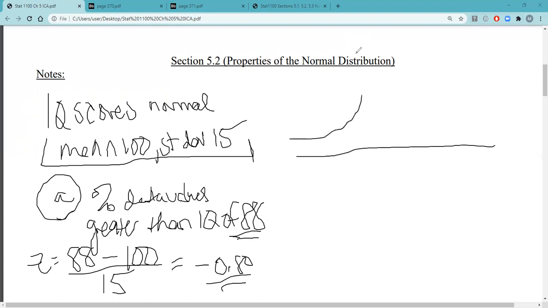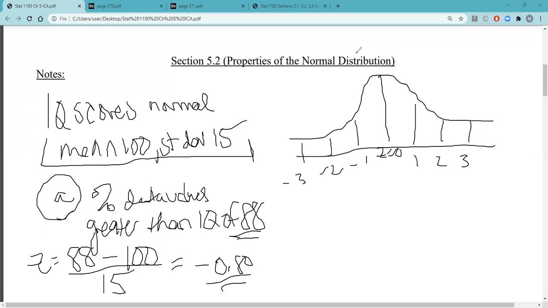So let's go ahead and sketch this. We know right in the middle is our mean. It's also where z is equal to 0. And we want to see where this z-score would lie. So since it's negative, we know it's going to be to the left of the mean. It's going to lie about here. We want to know the percentage of data values that are greater than this. So we're looking for the percentage of data values that lie to the right.